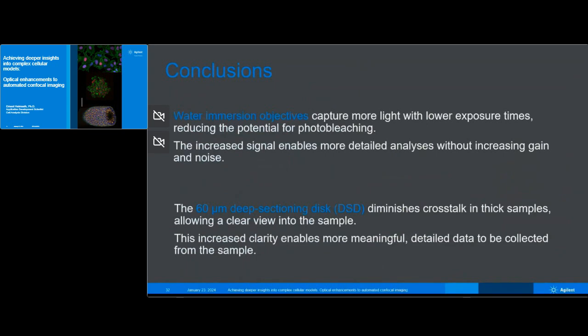reduces the potential for photobleaching. And this increased signal enables more detailed analyses without increasing gain or noise. The 60 micron deep sectioning disk diminishes crosstalk in thick samples, allowing a clear view into the sample. This increased clarity enables more meaningful, detailed data to be collected from the sample.